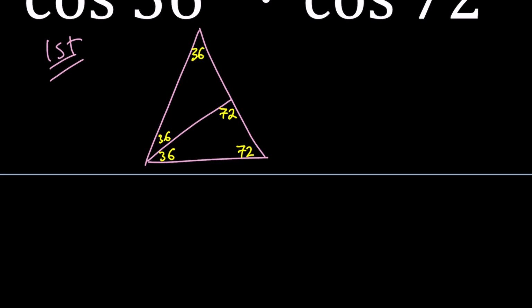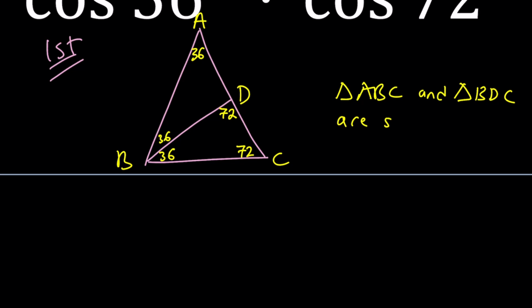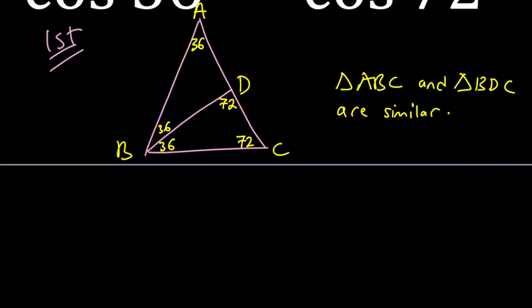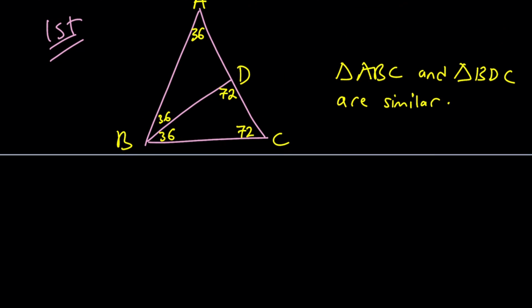This is going to be 36 and this is going to be 36. Make sense? So now let's go ahead and name the vertices A, B, C, and D. Notice that the triangles ABC and BDC are similar from angle, angle, angle, right? So we have two similar triangles. We can write the similarity ratio. I need to use some variables.